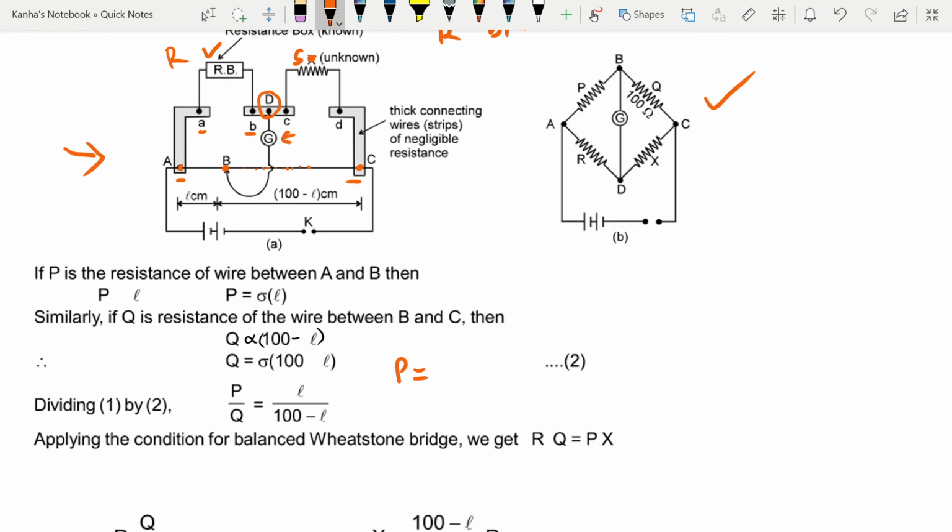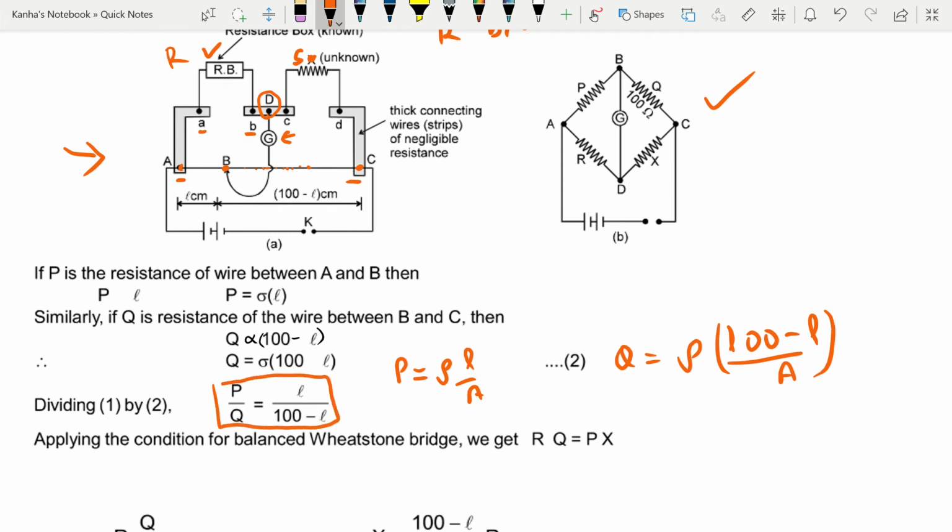P is equal to rho into L by A, and similarly Q can be written as rho into 100 minus L by A. If I just divide P and Q, I find that P by Q is equal to L by 100 minus L. Okay, you should take this into consideration.